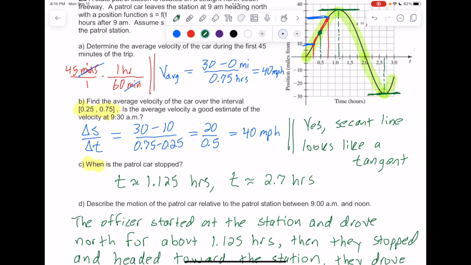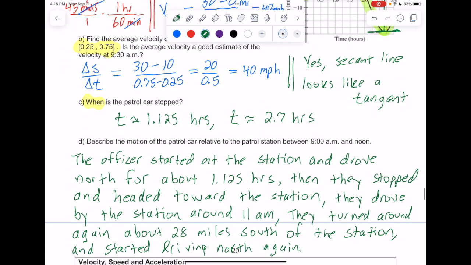No, because they didn't have the zero tangent there. So there's just a lot of information that can be garnered from a position graph, especially when you start understanding that the slopes of the tangent lines represent velocity.